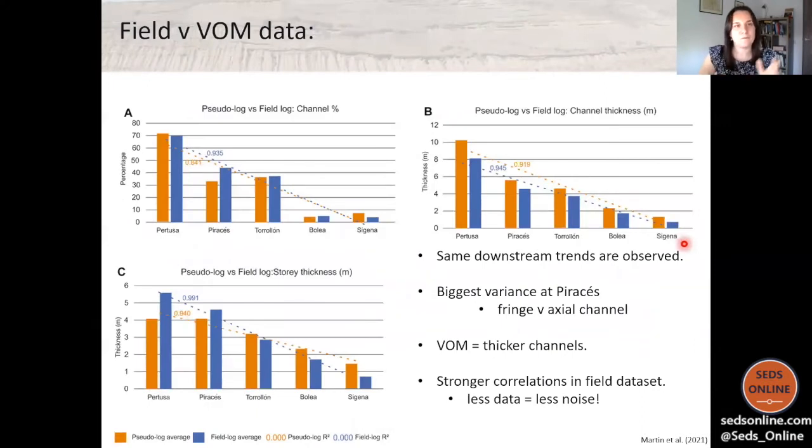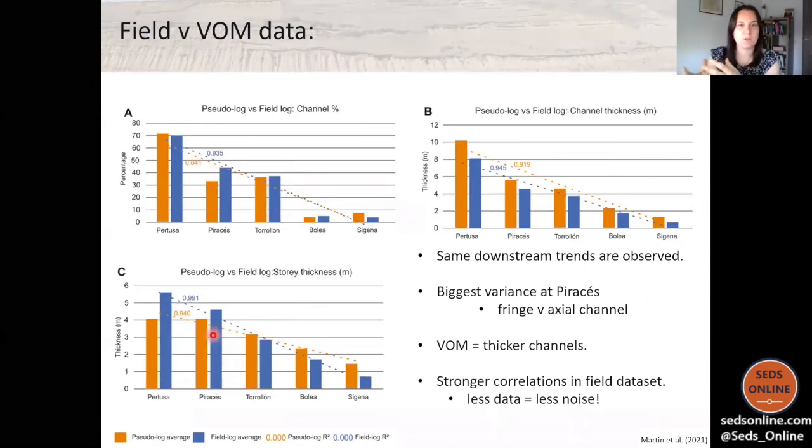So just to quickly compare the field and the virtual outcrop data sets, all the same downstream trends are observed. We do get a big variance at Paratus. So in here is where we get the most variation between the two data sets. But generally speaking, in the virtual outcrop model, we do get thicker channel bodies. For the stories, they're fairly similar, and some are slightly bigger in the virtual outcrop, some are slightly bigger from the field data set. What is interesting is we do actually get a stronger correlation in the field data set, but when we look at the data we can see the overlap and the wide ranges in the virtual outcrop model. Basically, field outcrop data has less noise. What we're picking up in that virtual outcrop model is a lot more data, but even considering that and the more noise that we've got present, those downstream trends are very much present.